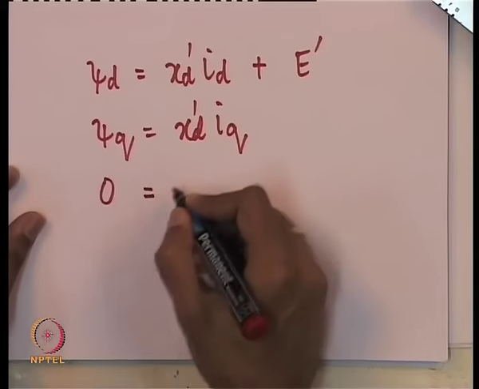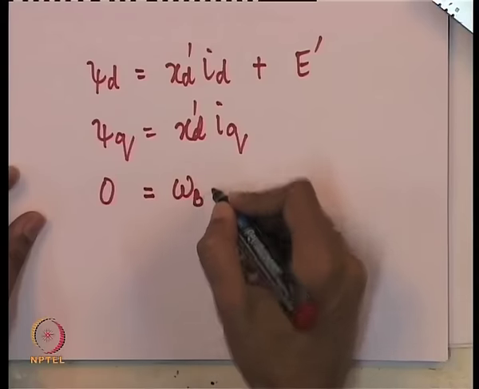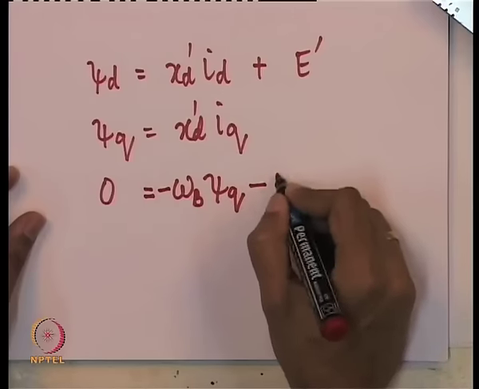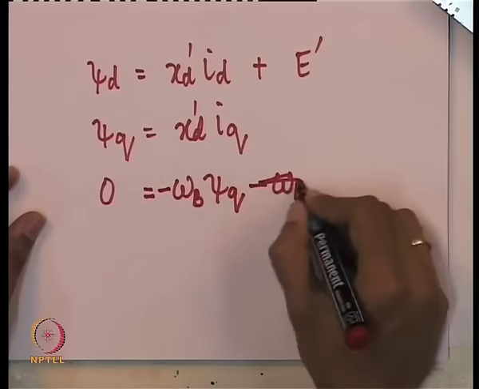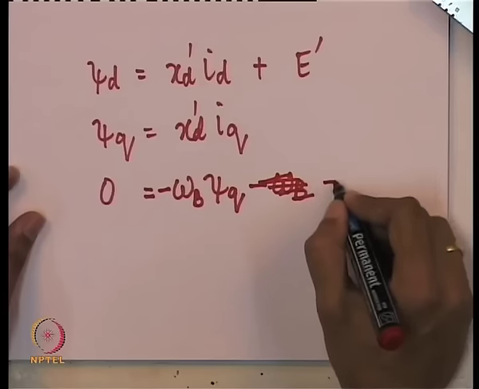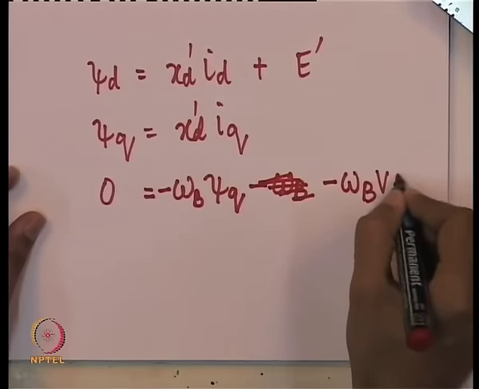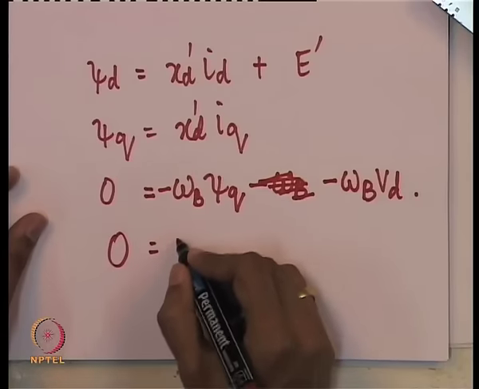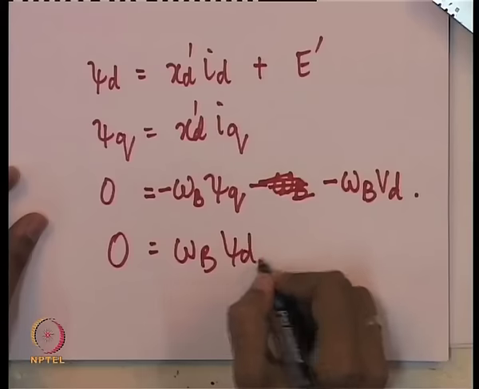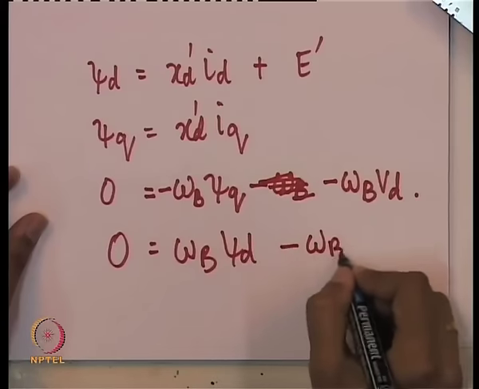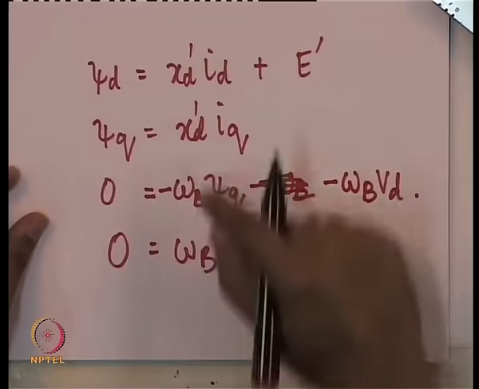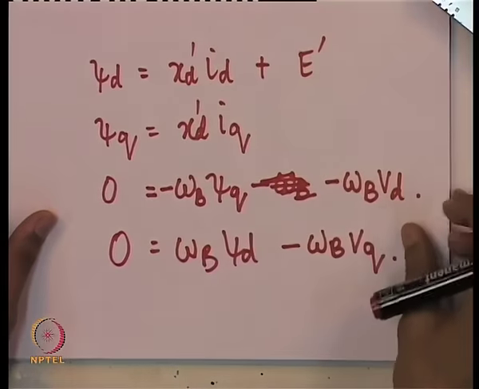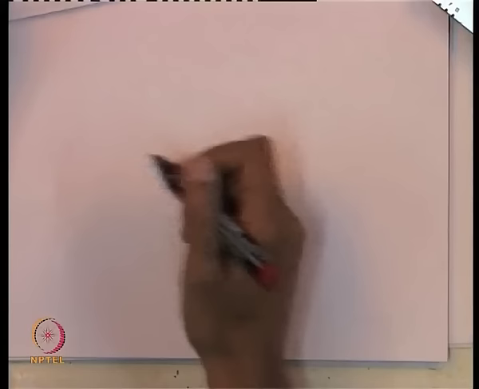We also have 0 equal to, by neglecting the d psi d by d t and d psi q by d t terms, and we also make R A equal to 0. So, we will have 0 equal to minus omega b v d plus omega b psi q, and similarly 0 equal to minus omega b v q plus omega b psi d minus omega b psi q terms. And what you can do is effectively substitute for psi d and psi q in these equations.